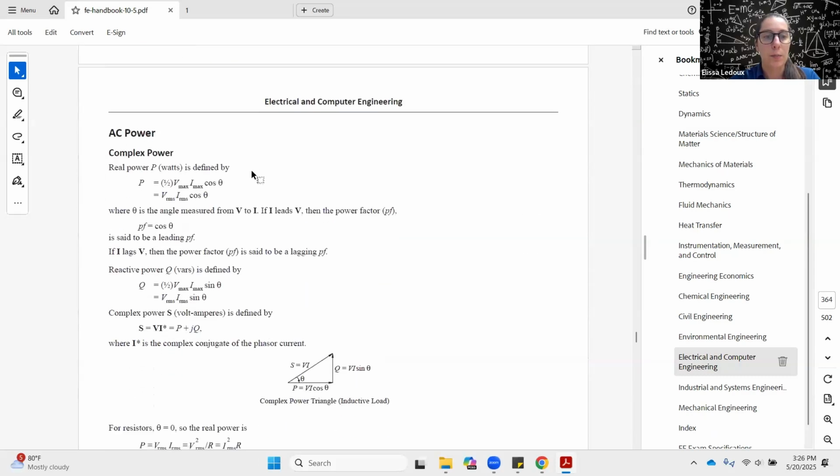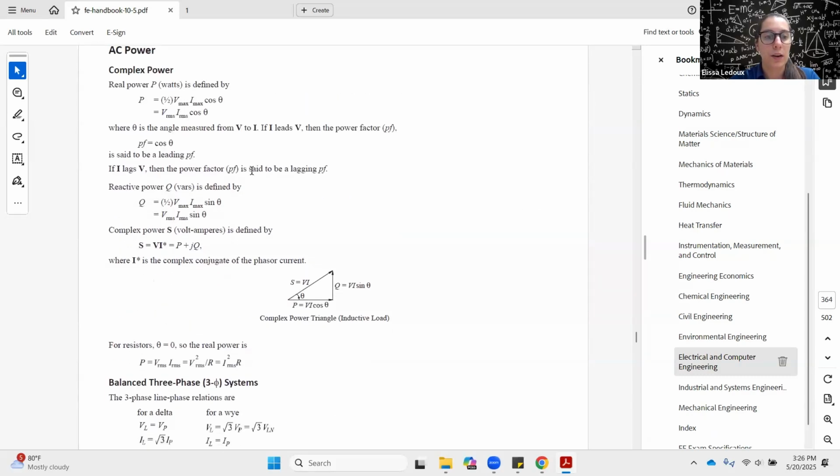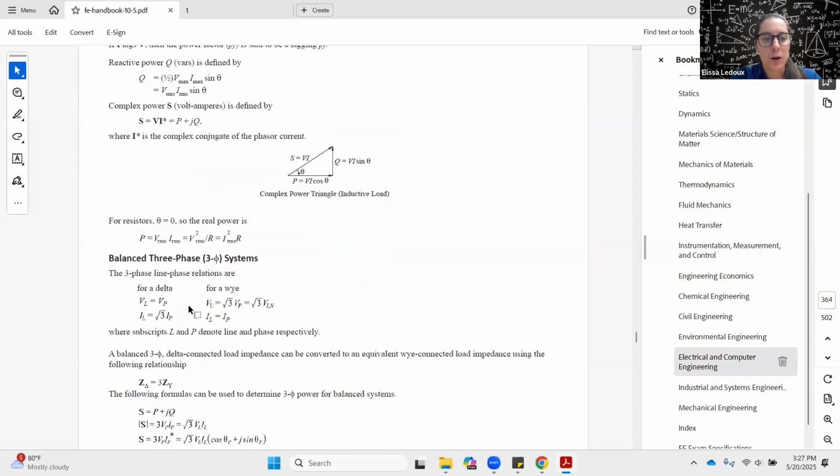Resonance, another common topic, and complex power, it might ask you about. So being able to calculate the power factor, you'll need to know this one. The VRMS, the IRMS, the cosine theta, and the power, and then you can calculate the power factor. And then in a three-phase system, you'll need to know the Y versus delta and how to calculate the balance and relationships.